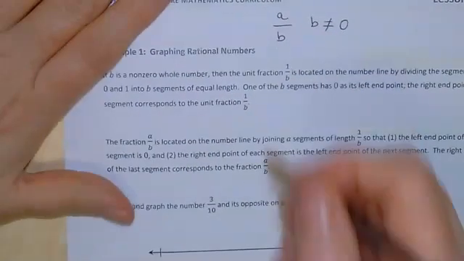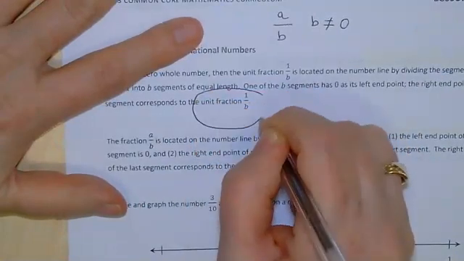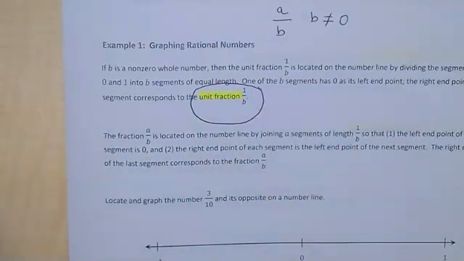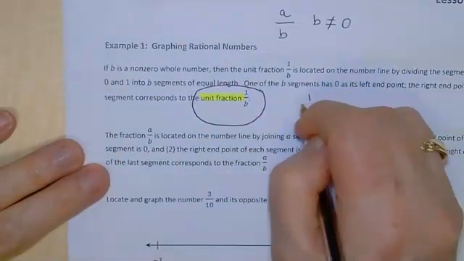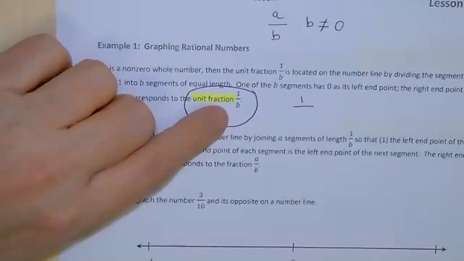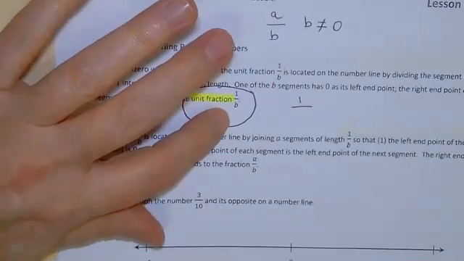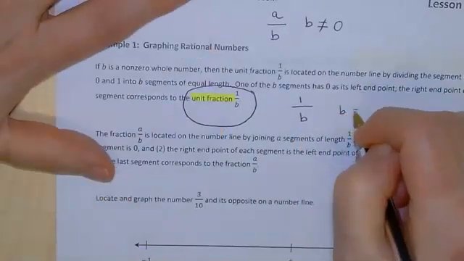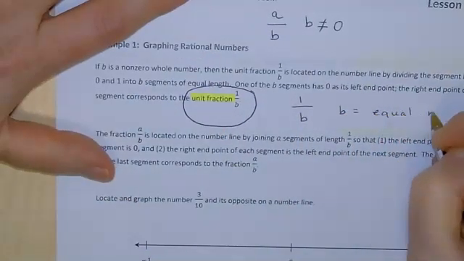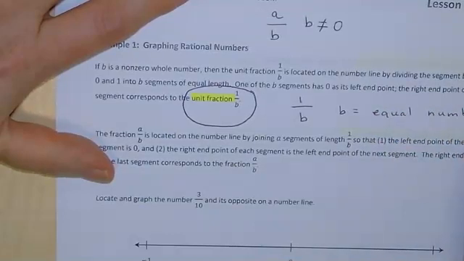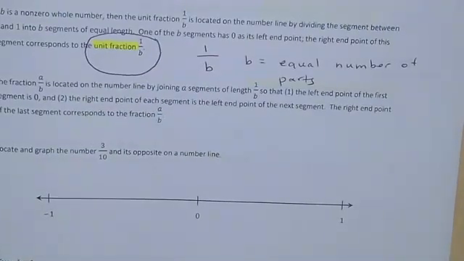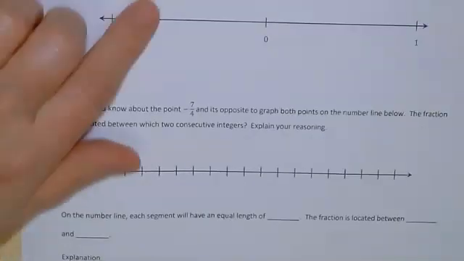Okay, now we're going to talk about a unit fraction. So you're going to highlight unit fraction. And a unit fraction is when you count by some fraction, and the b is the unknown number. So whatever b is, the equal number of parts. And I'll tell you what I mean by that. So just write that down to start with. So we're going to use this as our first example.